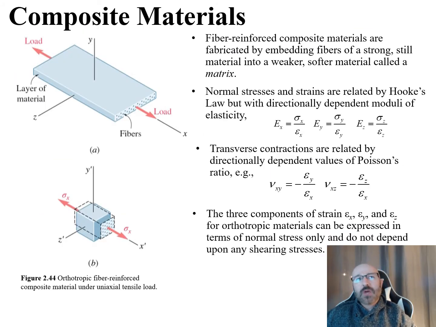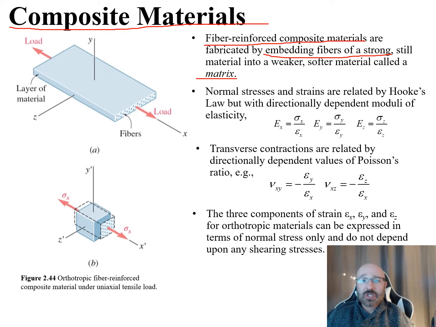So up to this point, we've talked about uniform materials for the most part. So let's get into a little bit of what happens if we have some composite materials here. Let's just talk about a very common composite. We have a fiber reinforced composite material, and these are fabricated by embedding fibers of a strong steel material into a weaker or softer material called a matrix.